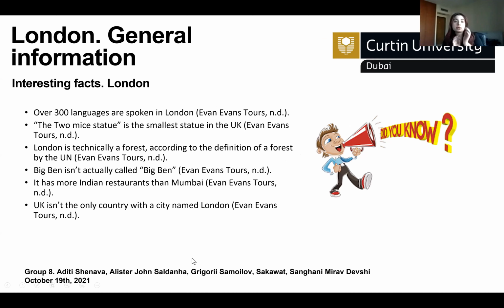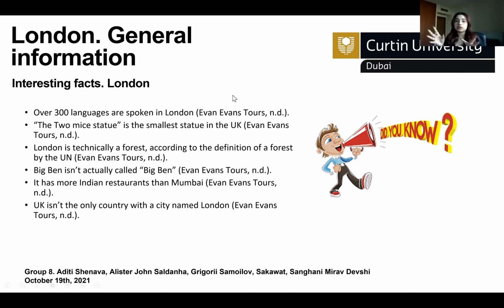While researching about London, I found some interesting facts that I thought I would share. The first fact that I found was over 300 languages are spoken in London. The two mice statue is the smallest statue in the UK. It's nothing great. It's just two mice fighting over a block of cheese. According to the United Nations definition of a forest, London could technically be a forest because of its greenery.